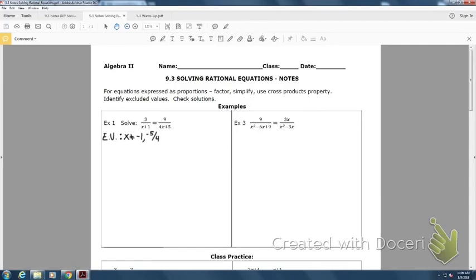So whenever I have this, if it's all factored out and it looks like this, I've got a fraction equal to a fraction. This is whenever you know that you can cross multiply. Okay, so I'm going to multiply 3 times 4x plus 5. Now a lot of you, whenever you get used to doing these, you'll be able to quickly tell me that that's 12x plus 15, but for now, I would prefer you to go ahead and write it all out.